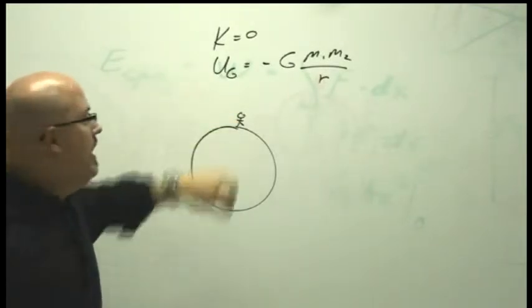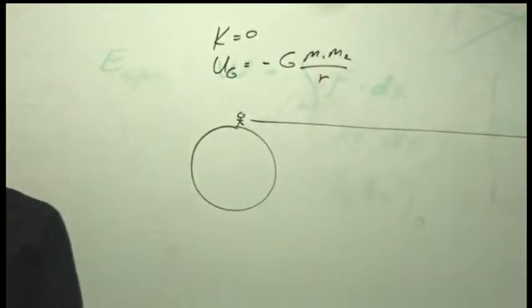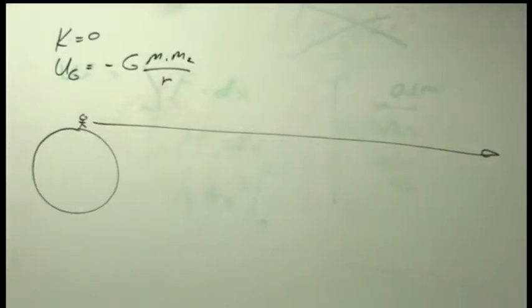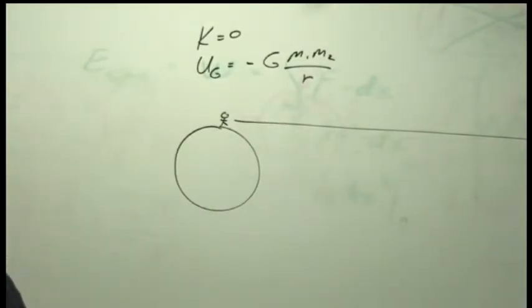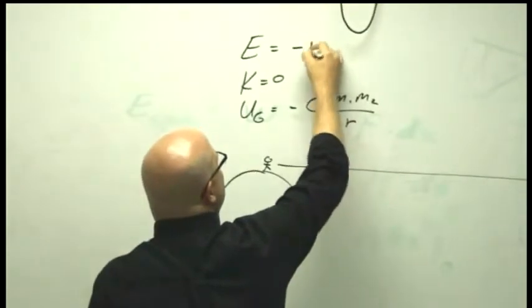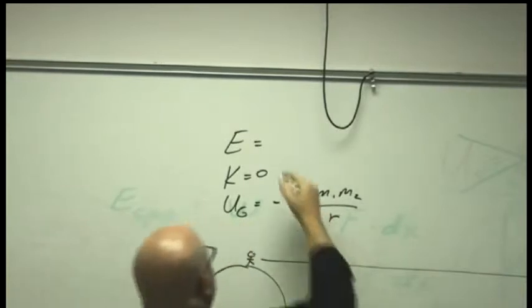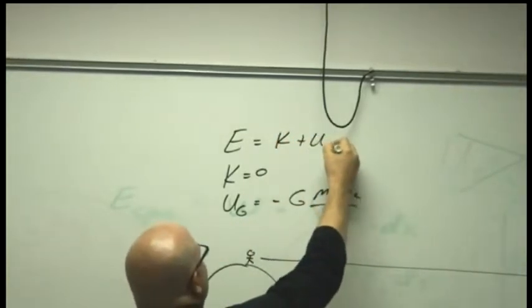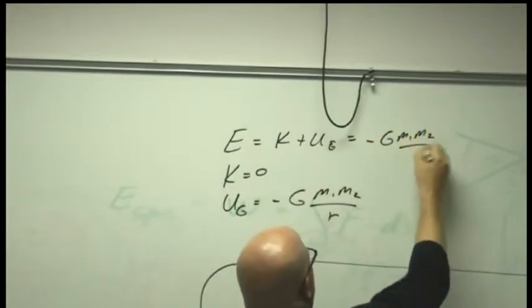Now let's say you want to leave. If you want to leave and never return, you want to jump so high that you don't come back. How much energy do you need to give yourself? I want you to notice your total energy to start is a negative number. It's this number right here. Your total energy to start is that plus that, so it's negative G M1 M2 over R.